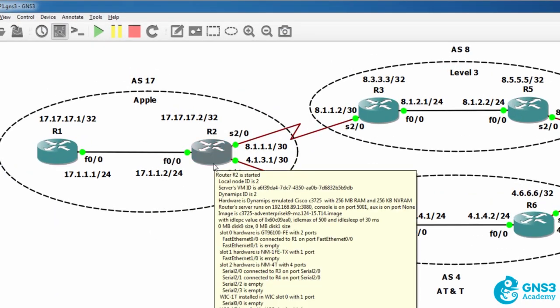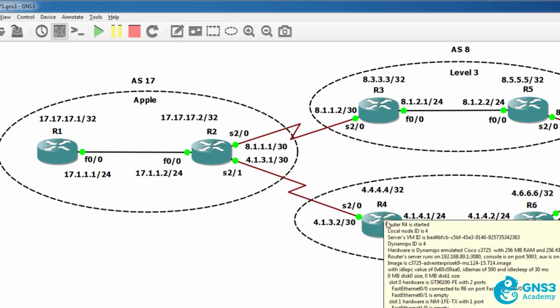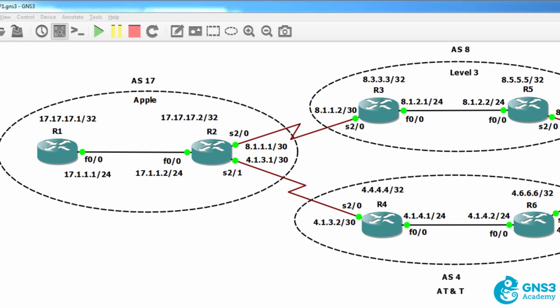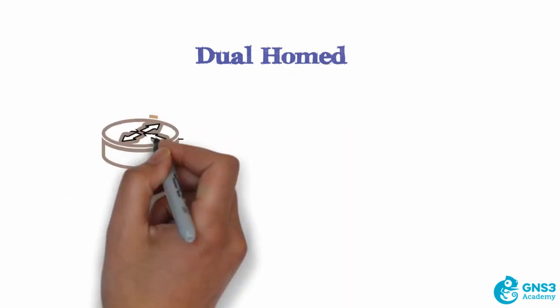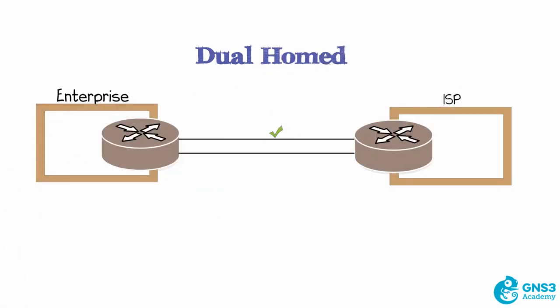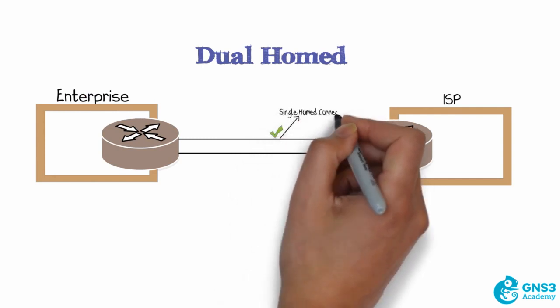Apple's autonomous system is connected to 2 separate ISPs, so we've implemented multi-homing. This provides more redundancy because if we have a problem in one ISP network, we can reroute traffic via another ISP. Enterprises may be connected to a single ISP using a single cable, and that's a single-homed connection.